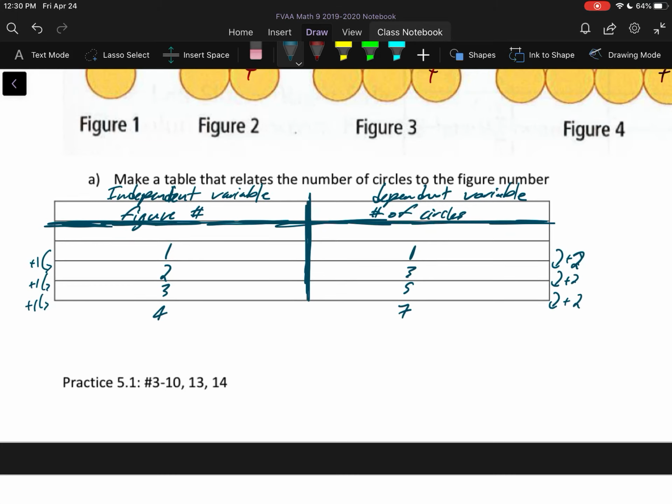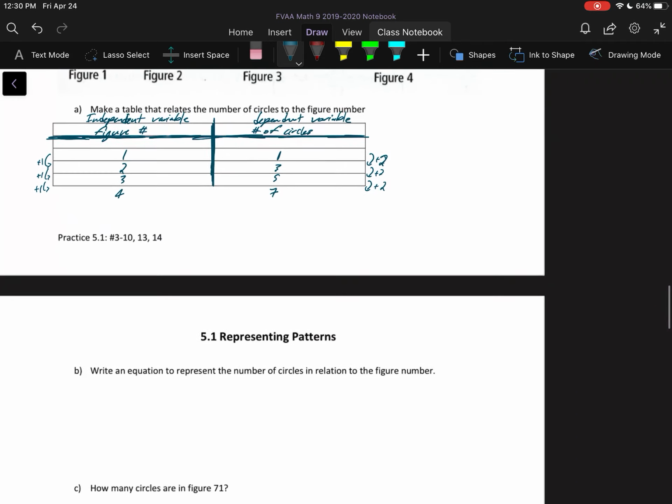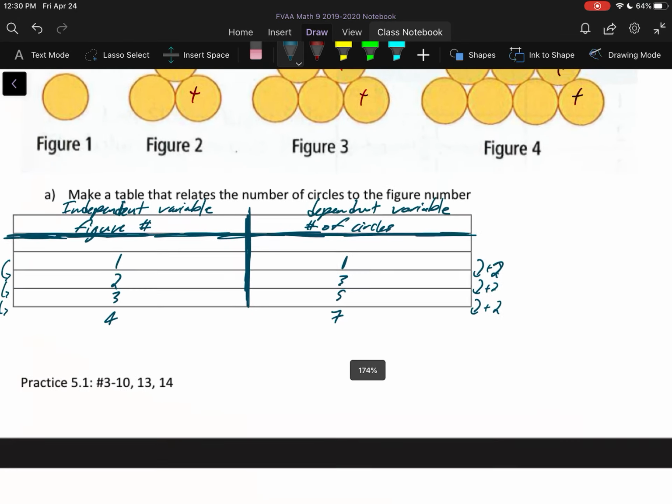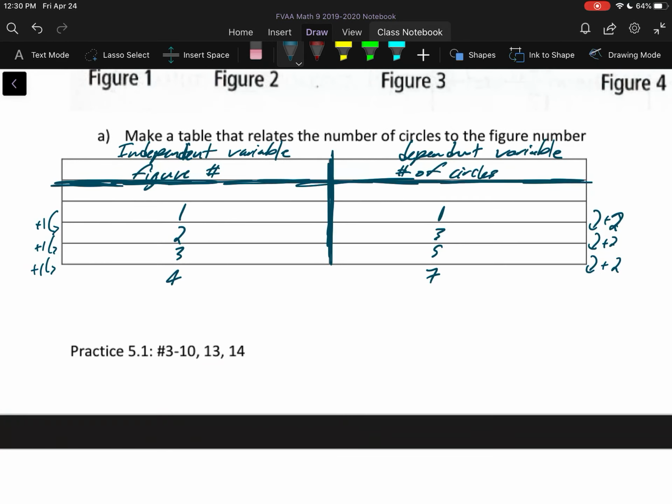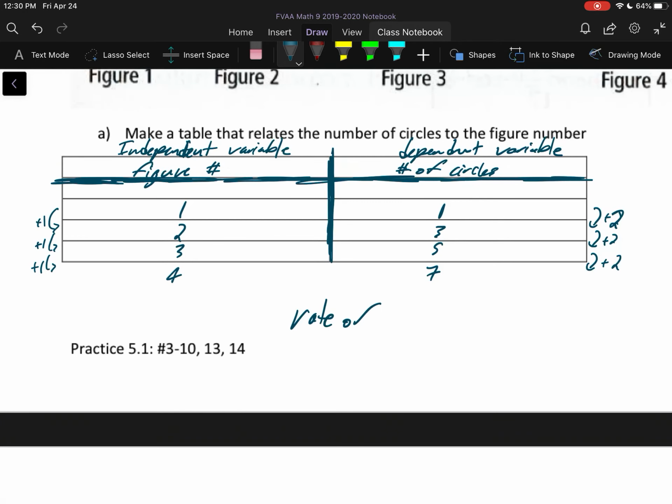Now here right away, I can try to solve for my rate of change and my initial value. My rate of change here would be what? As the figure number increases, how much do the number of circles increase? They increase by 2 for every change of 1, right? So my rate of change here would be equal to 2.